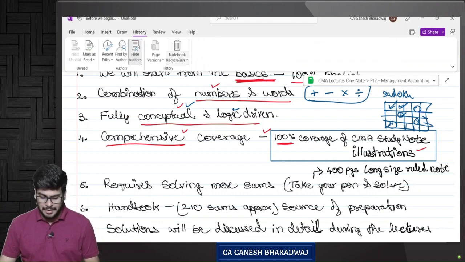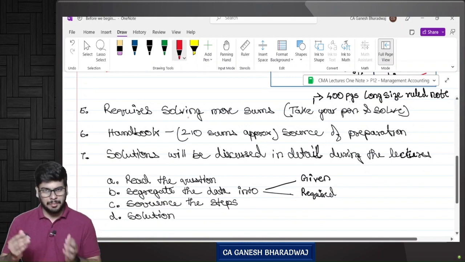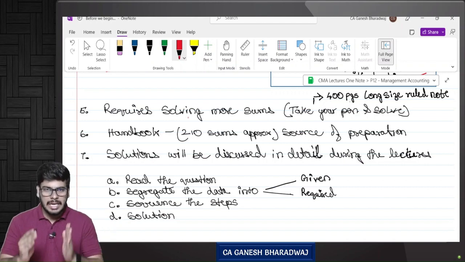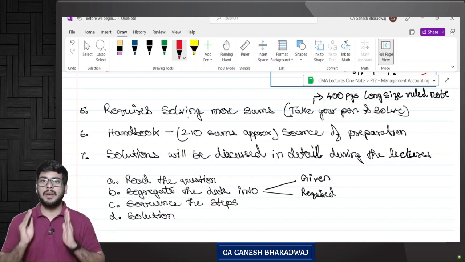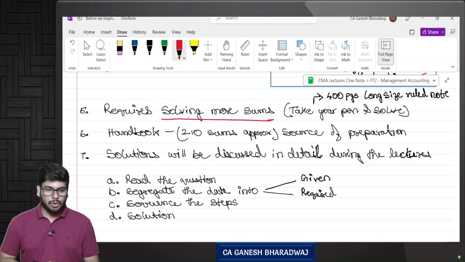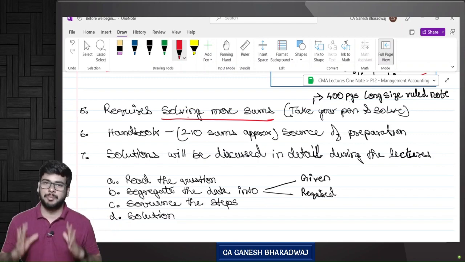And number 5, the most important part. This subject, both management accounting and cost accounting, I would have told all these points even in cost accounting. Anyway, I'm telling this once again in management accounting because certain students might be attending management accounting first. So for their benefit, this subject requires solving a large number of problems. In the lectures, I will give you a complete understanding of how to solve the problems; solutions, everything will be done in the classroom.